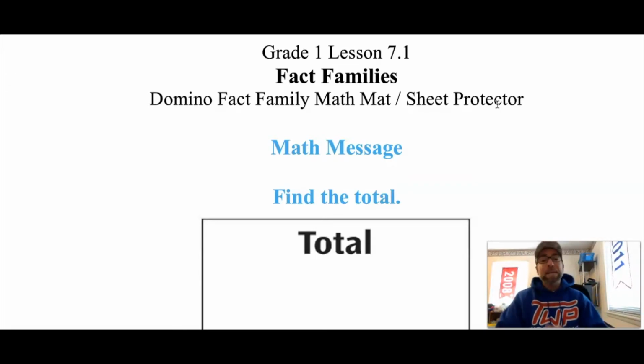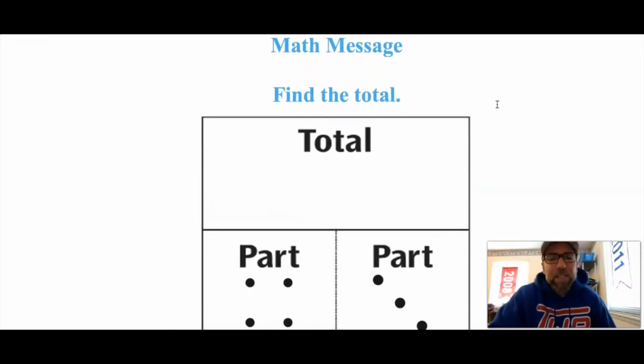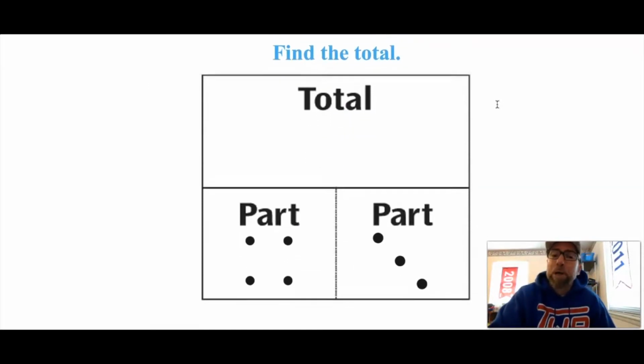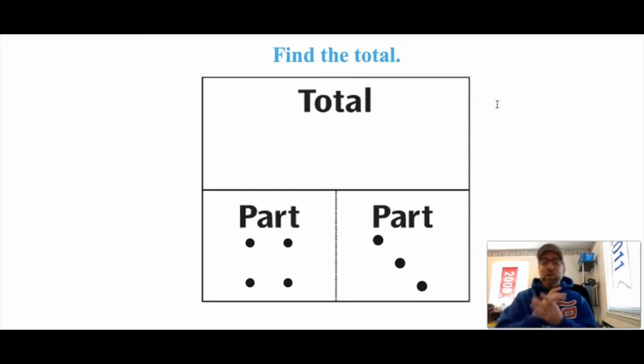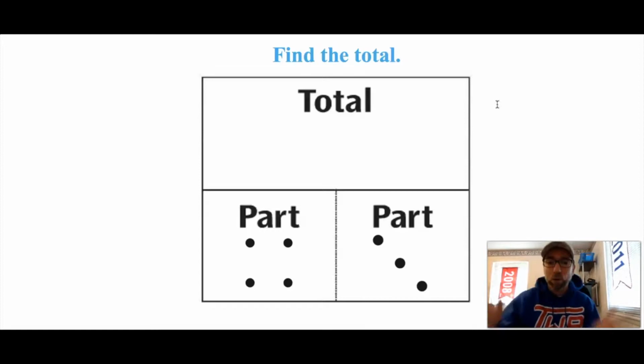Now, we're going to be starting with our math message. And our math message is going to take us back to our part-part total. You might remember our part-part total is when we add up some of our numbers, and then we get our biggest number at the top in the total box. Only this time, our warm-up doesn't involve numbers. It involves some dots. So let's take a look at my part-part total.